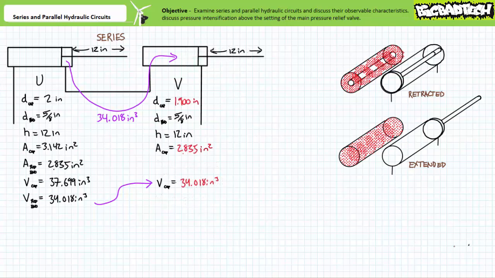The differential in travel length and speed can be accounted for by adjusting the size of cylinder V's cap end. Solving for diameter, we find a cylinder with a cap end diameter of approximately 1.9 inches fully extends 12 inches when a volume of approximately 34 cubic inches is introduced into its cap end. Again, a cylinder of these exact dimensions may not be commercially available, so the next closest size will have to do.